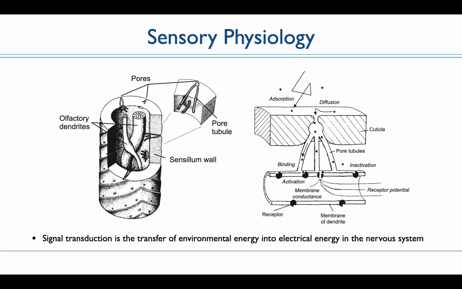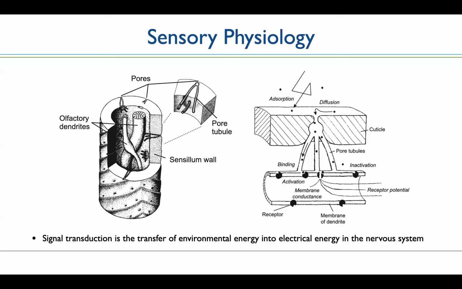So what's happening here, and I'll talk a little bit more about where this comes into place with these receptor potentials and secondary messenger systems, is that signal transduction is basically transferring environmental energy into electrical energy in the nervous system. So again, you can get these sensory molecules to either absorb through the cuticle or to diffuse through these different pores. And again, it's traveling through the sensillum lymph and binding to that odorant binding protein. The odorant binding protein takes it to a specific receptor.